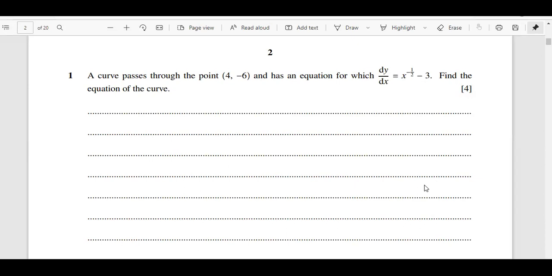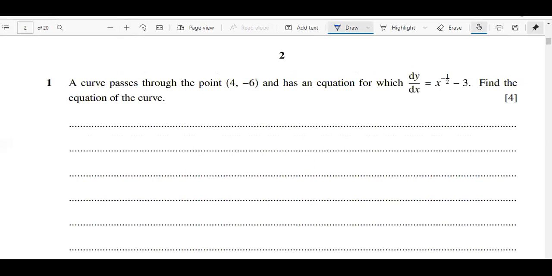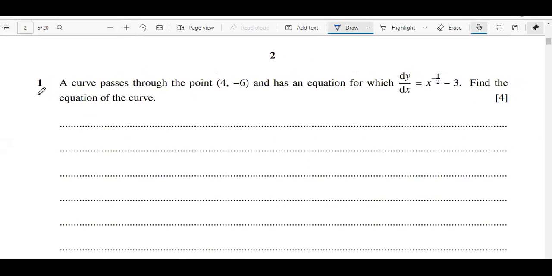Okay, this is the first question. All right, please stay focused, pay attention, all of you. This is a past paper question. What is the question exactly? A curve passes through the point this and has an equation for which dy by dx is this. Find the equation of the curve. Now there is some curve whose derivative is this. You need to find the equation of that curve.